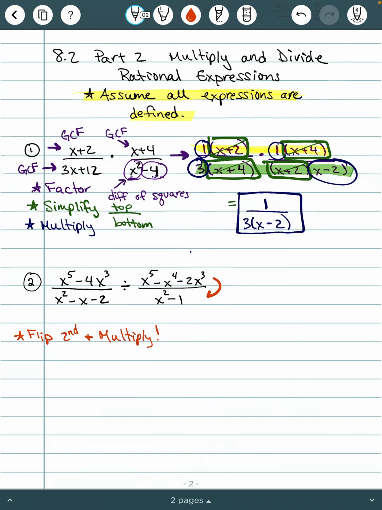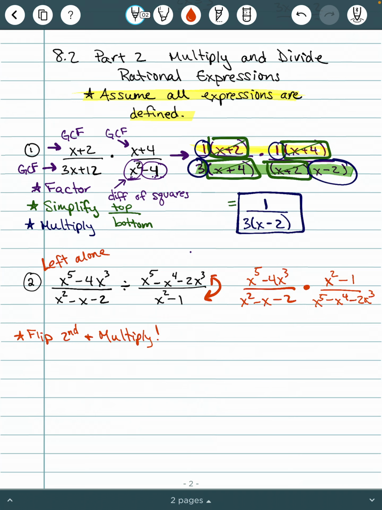So it's always the second fraction that gets flipped around, and it turns our problem from a division problem into a multiplication problem. So the first fraction gets left alone. We have x to the 5th minus 4x cubed over x squared minus x minus 2. That's my first fraction. It didn't change at all. I'm changing my problem into multiplication, and I'm going to flip my second fraction: x squared minus 1 over x to the 5th minus x to the 4th minus 2x cubed.